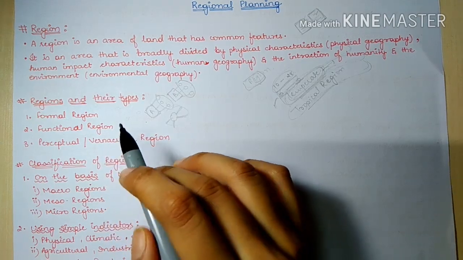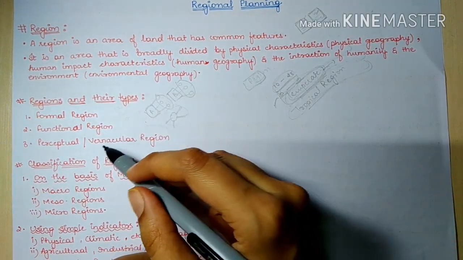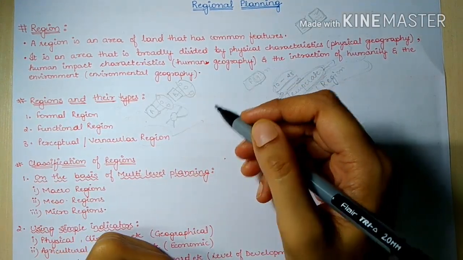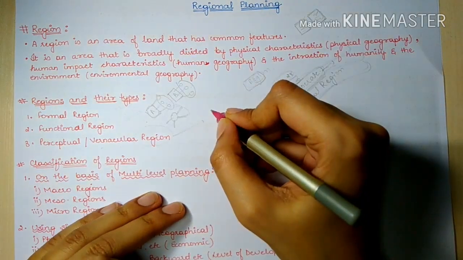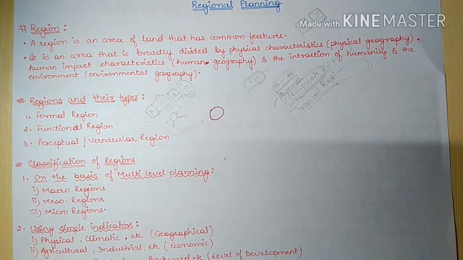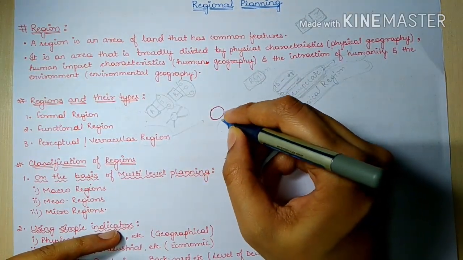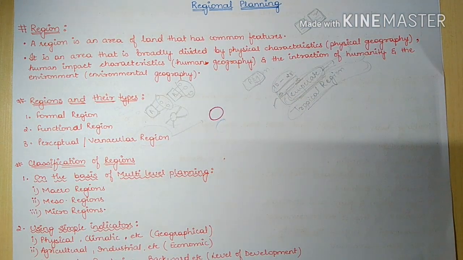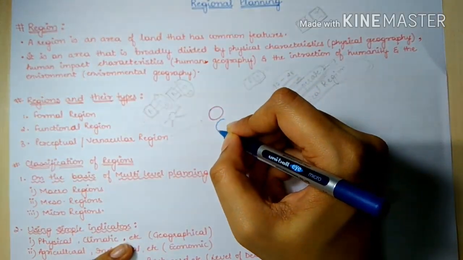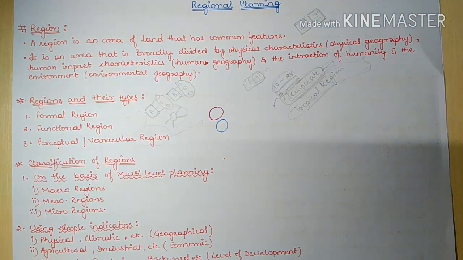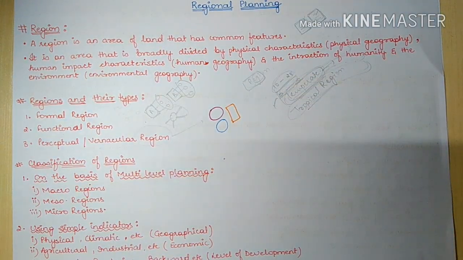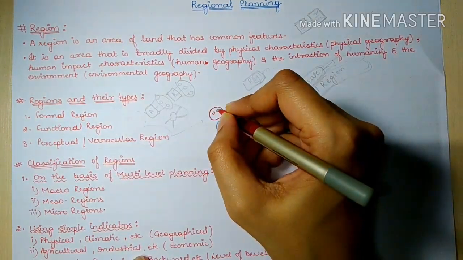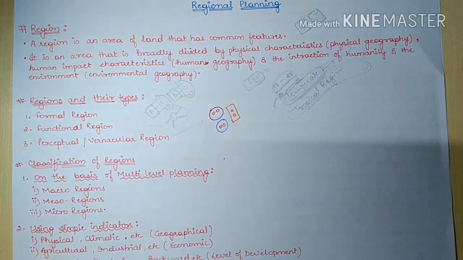Next is perceptual or vernacular region. This type of region differs with the point of view of different individuals. Like see, I have these three regions.